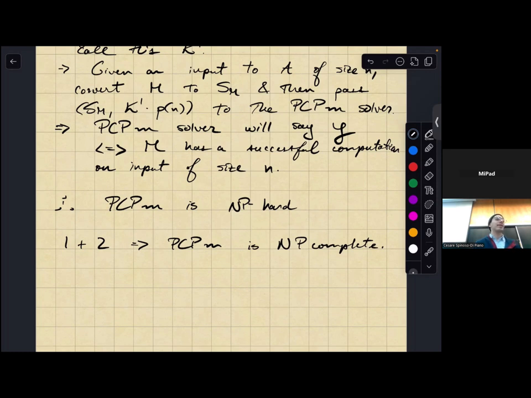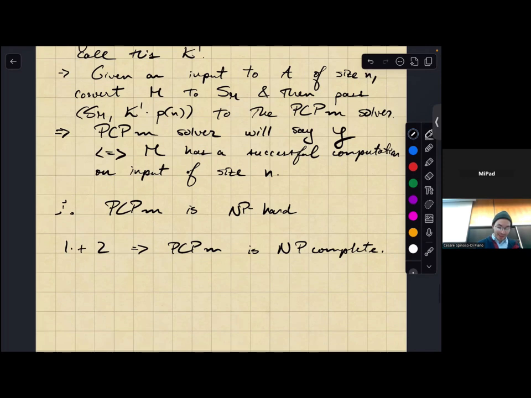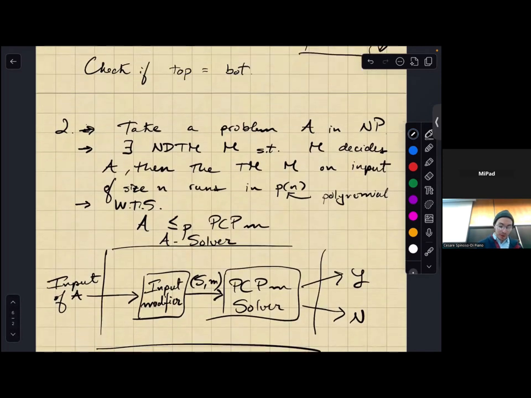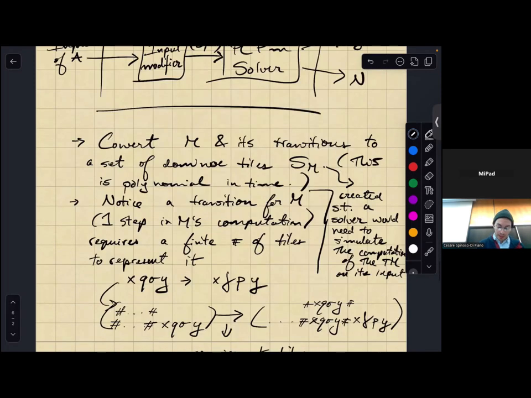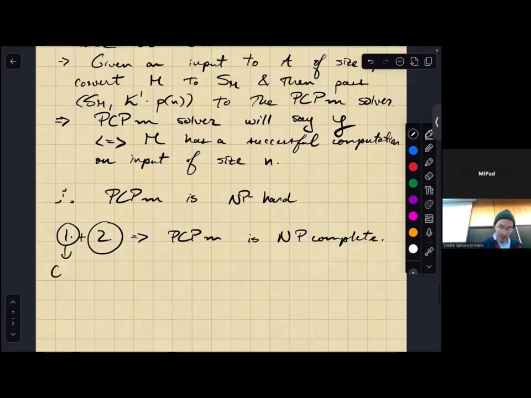Okay. Yes. What's 1 plus 2? Oh, as in, we've shown this. We've shown that PCPm is in NP, and we've also shown that it's NP-hard. So when you show these two things, it means that the problem is NP-complete. NP-complete just means that if you were to solve this problem, then you could solve every other problem in NP.